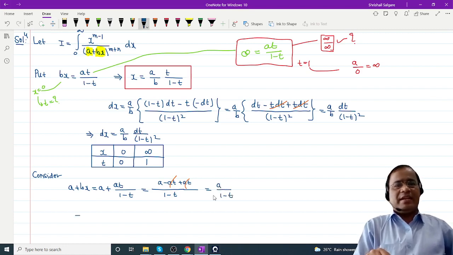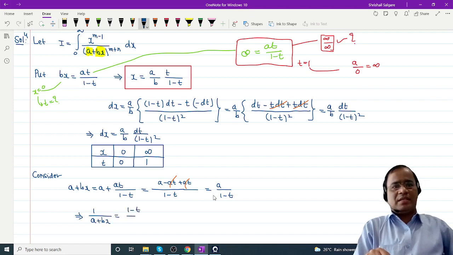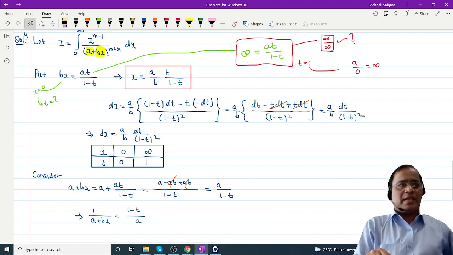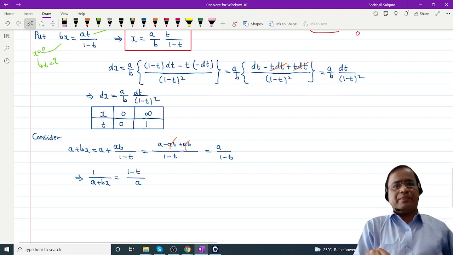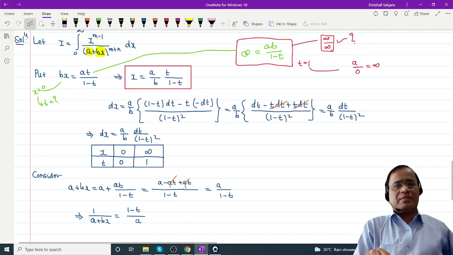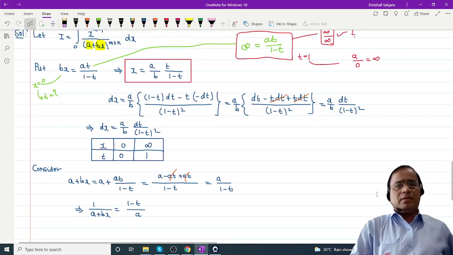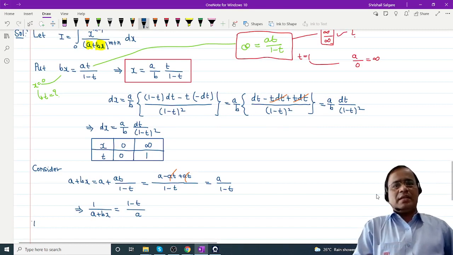But in the integrand I require the reciprocal of this, that's why I will take the reciprocal on both sides. So 1 upon a plus bx is given by (1 minus t) divided by a. Now I will scroll the screen up a little. Okay, this much is fine. Now thus the integral I will write. After that I will scroll.